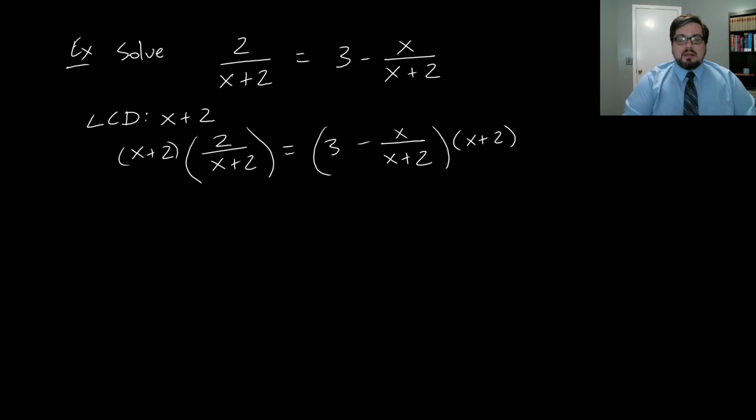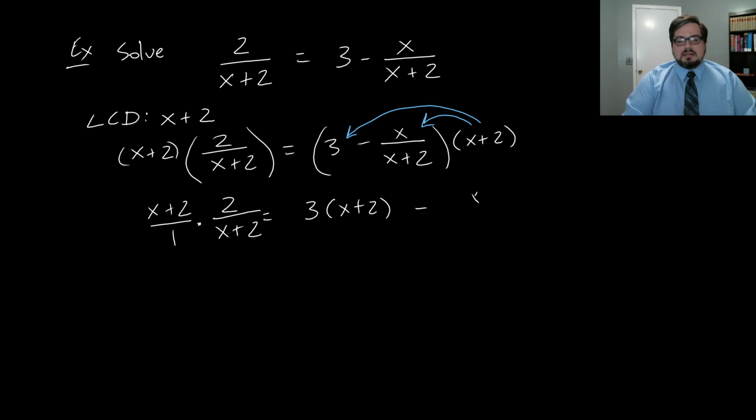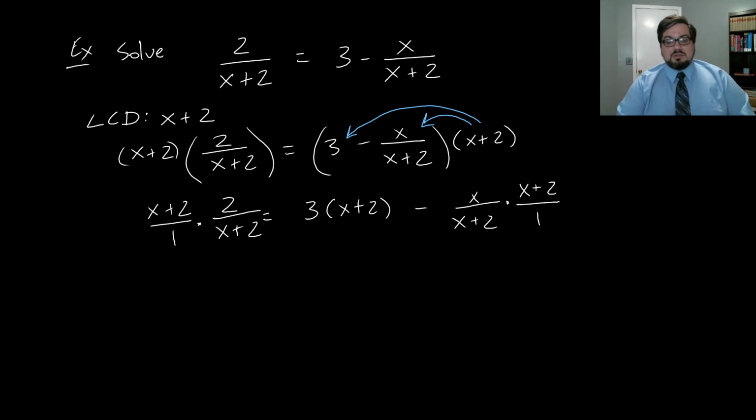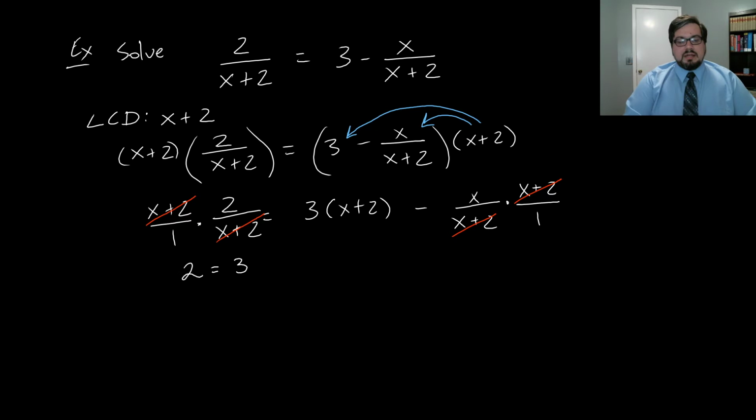Now remember that we do have to distribute this x plus 2 through, and so in the next step I'll have something like x plus 2 over 1 times 2 over x plus 2 equals 3 times x plus 2 minus x over x plus 2 times x plus 2, and again I'll write that as x plus 2 over 1. Now we'll cancel where we can. So in the first term, I've got an x plus 2 on the top, an x plus 2 on the bottom, those can cancel. Then I've got an x plus 2 and an x plus 2 that can cancel on the far right. And when we simplify everything down, we get 2 equals 3 times x plus 2 minus x.